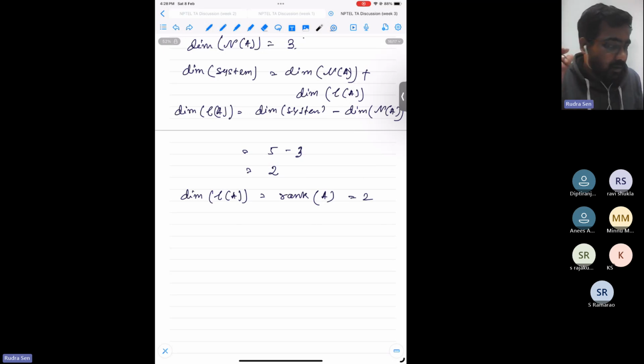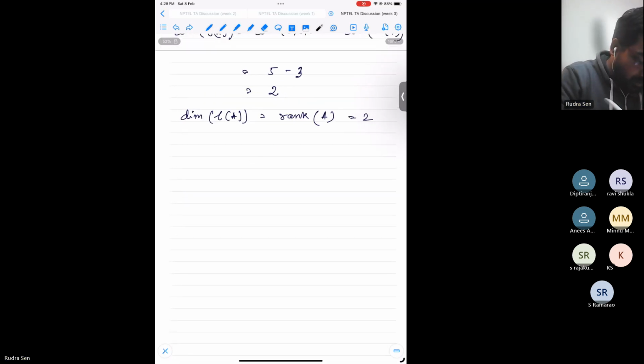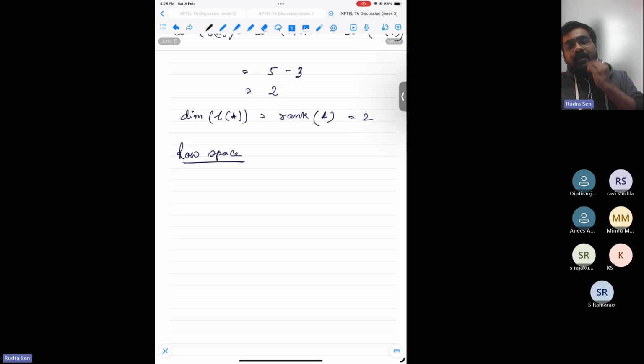Now I will just touch the last topic. It is not a hard one. So, row space. What is row space? If we talk about the column space, the column space of A is the space that is spanned by the columns of matrix A. Similarly, the row space is the space that is spanned by the rows of matrix A.